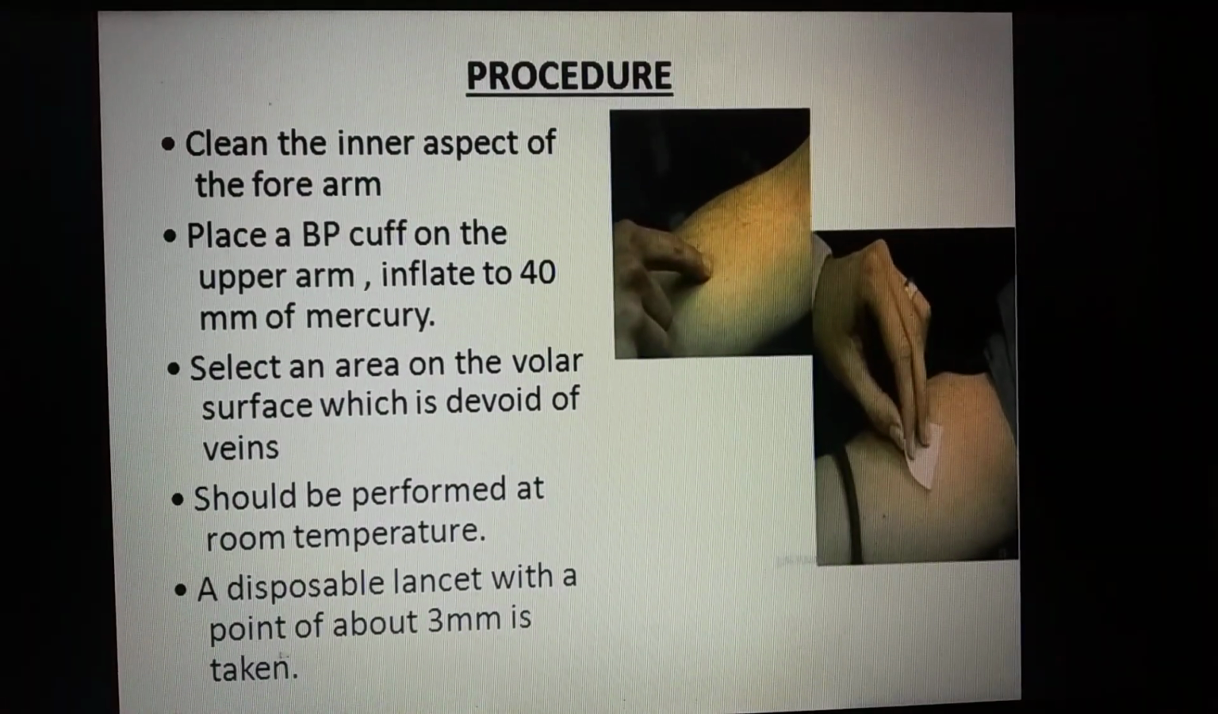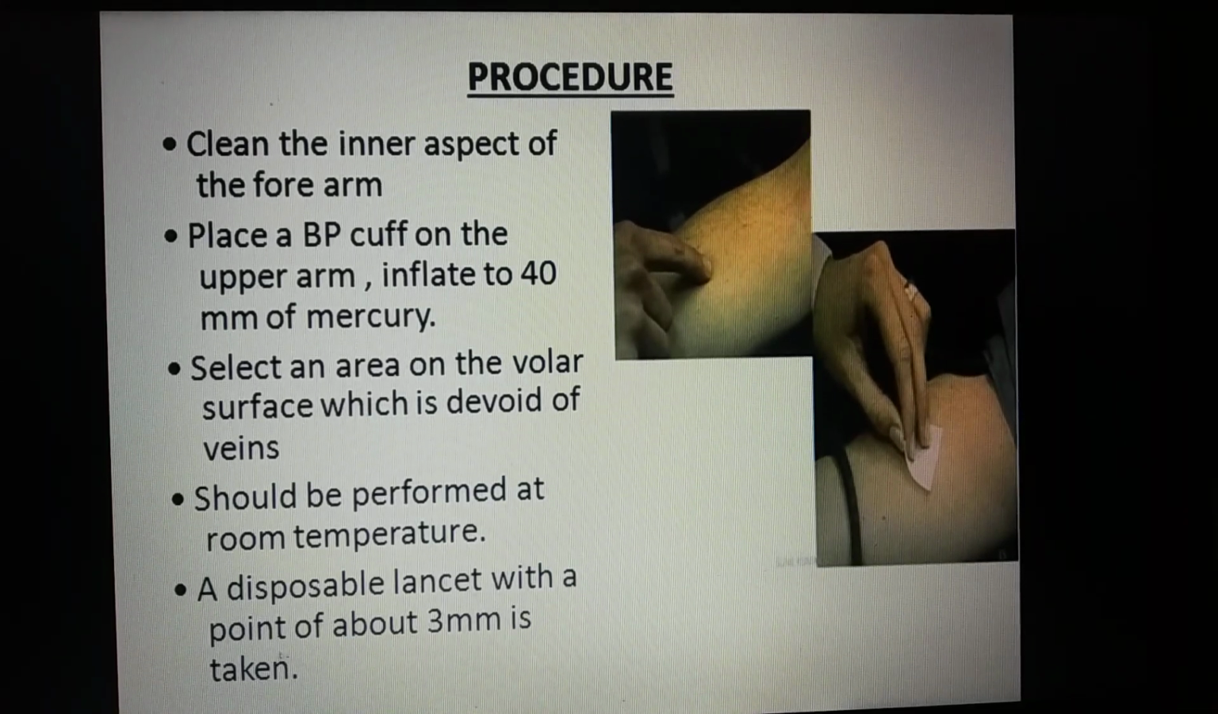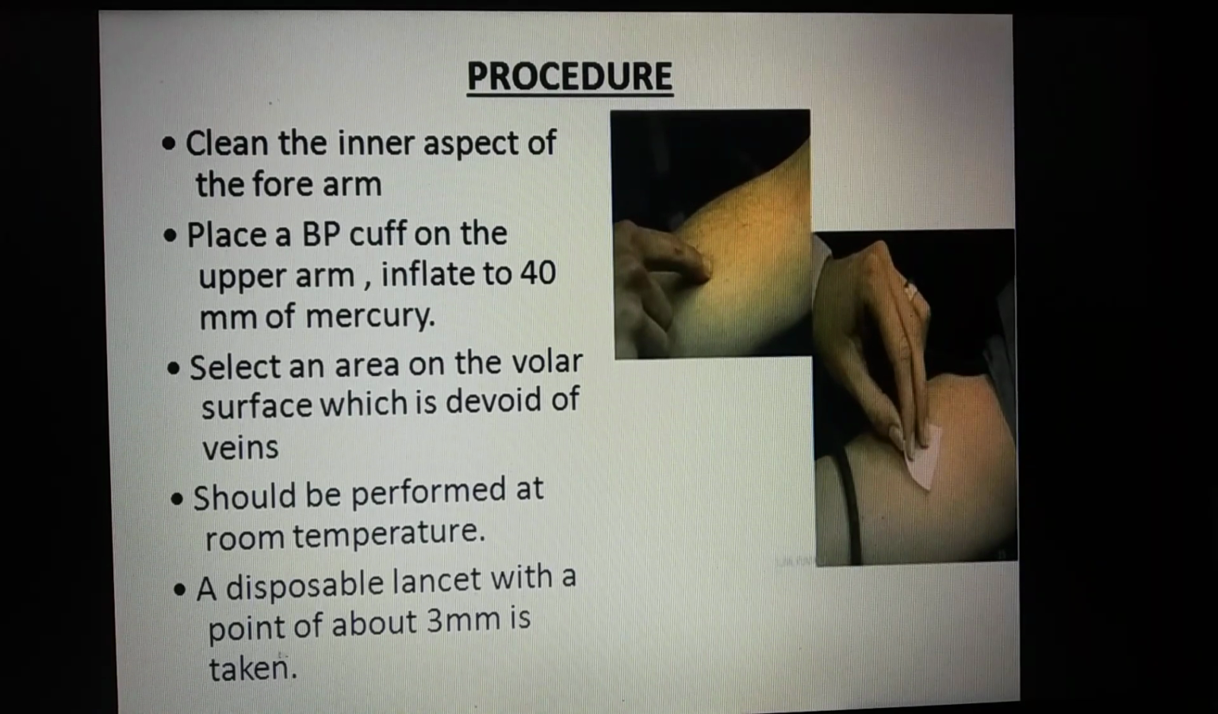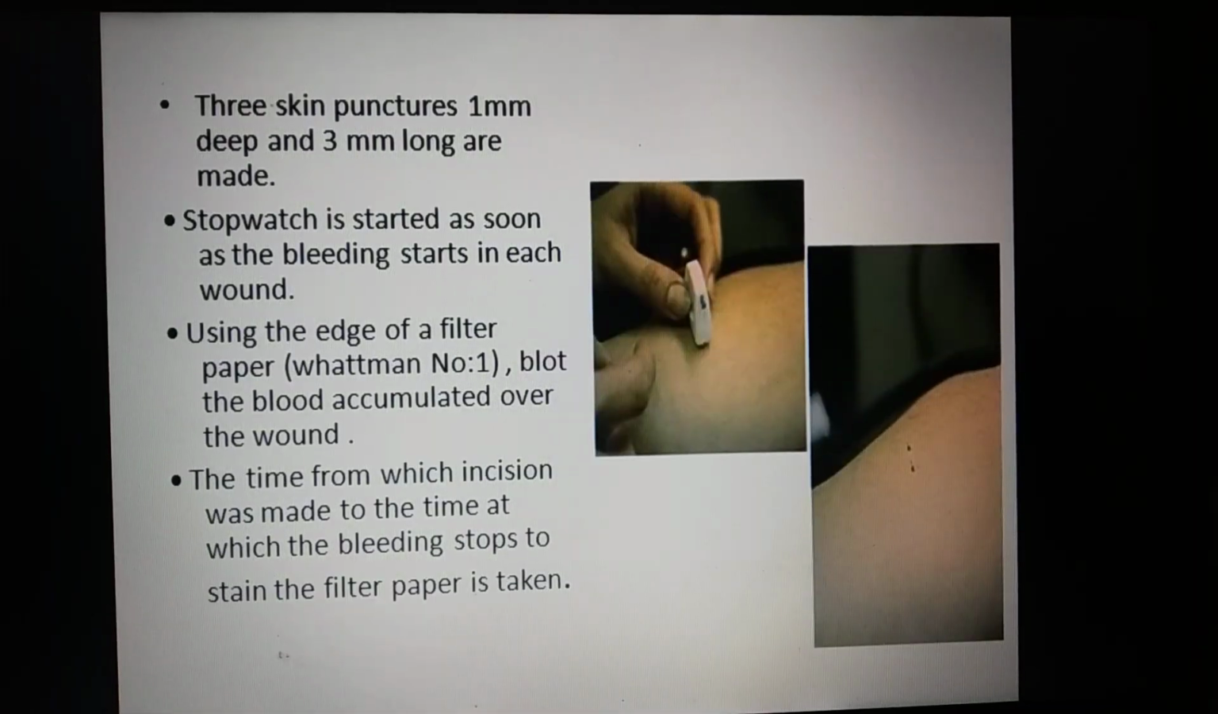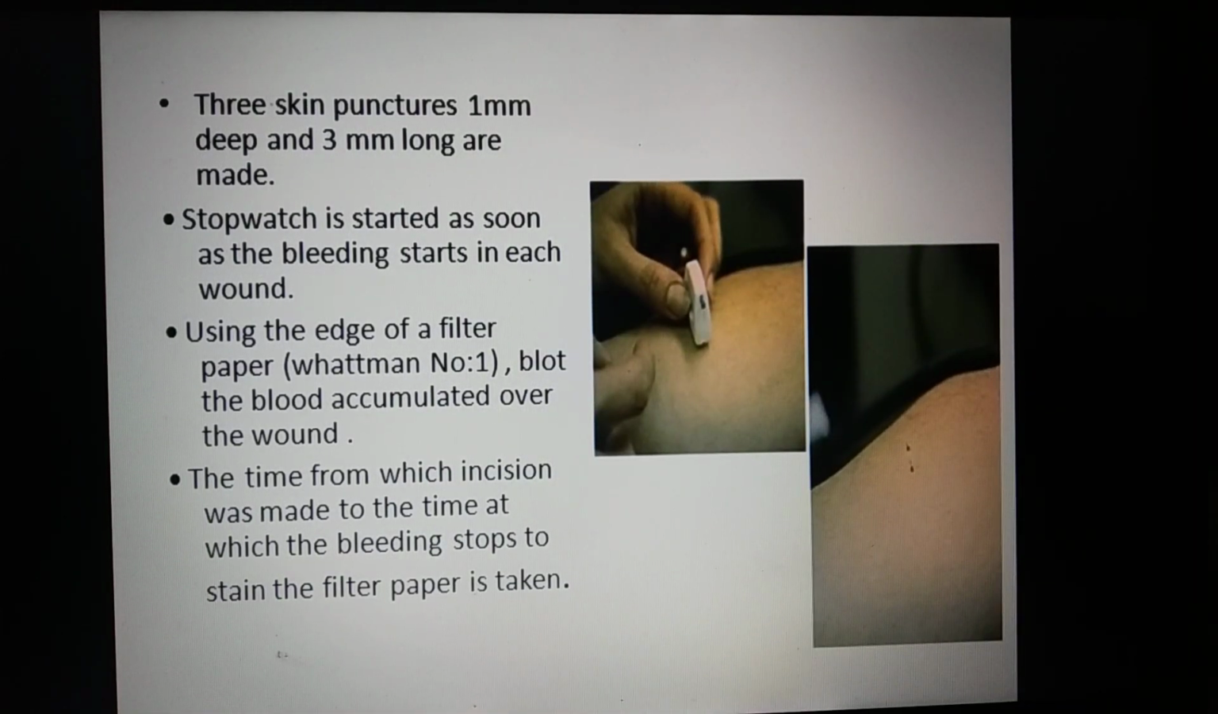Now first clean the inner aspect of the forearm, then place a blood pressure cuff on the upper arm and inflate to 40 mm of mercury. Then select an area on the volar surface which is devoid of veins. It should be performed at room temperature. A disposable lancet with a point of about 3 mm is taken. Now 3 skin punctures are made and a stopwatch is started as soon as the bleeding starts in each wound.